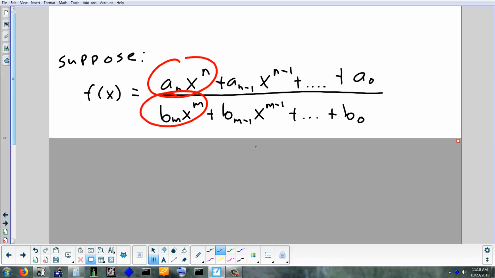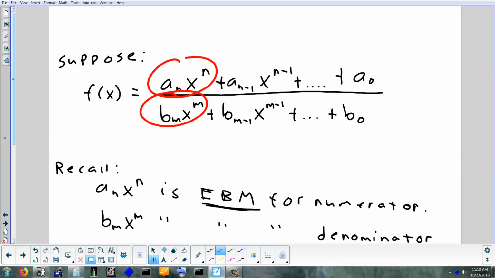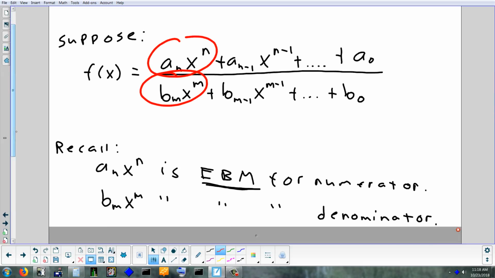These other terms affect little details, like little twists and turns. But ax^n, remember we called that an end behavior model. EBM predicts what the function is going to look like if you zoom out enough. Well, ax^n is the EBM for the top. bx^m is the leading term in the bottom, and that's the end behavior model in the bottom. If you want to get an end behavior model for a rational function, it's pretty easy. You just take the end behavior model in the top and divide by the end behavior model in the bottom.